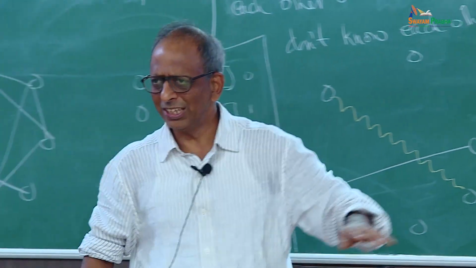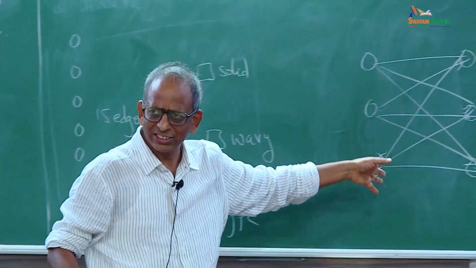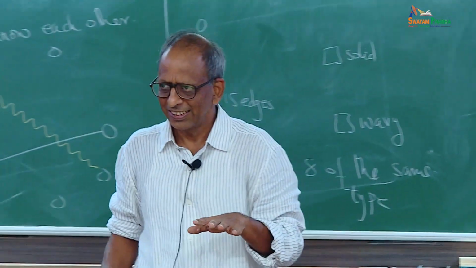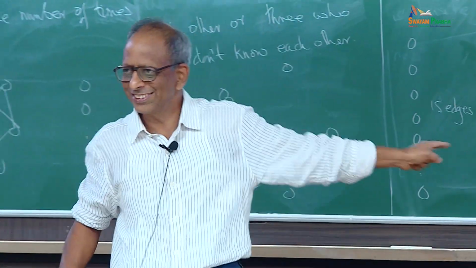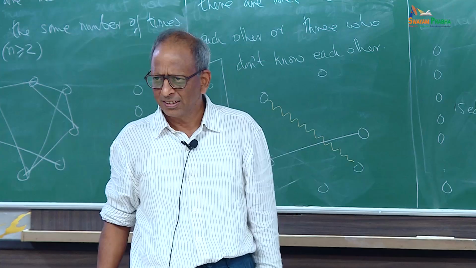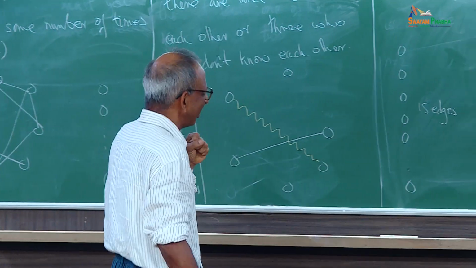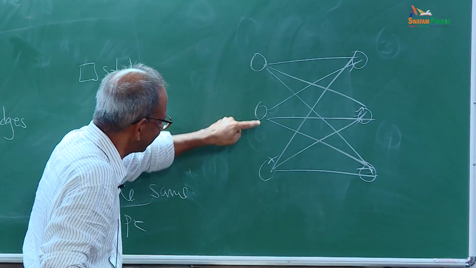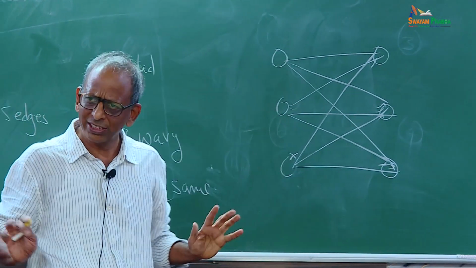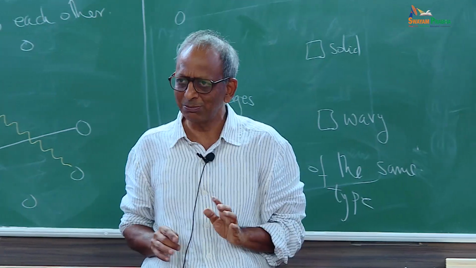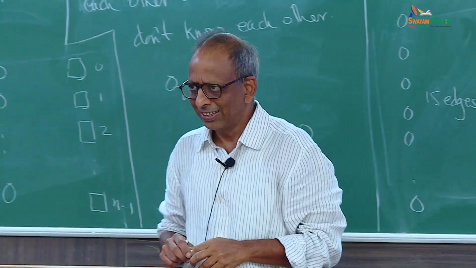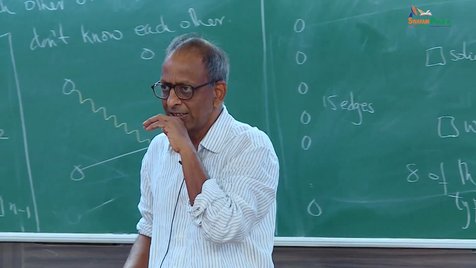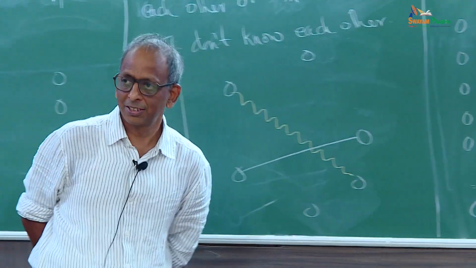So how many edges are there in this graph? Why did you count 11? This vertex has 3 edges, this vertex has 3 edges, this vertex has 3 edges, and all edges are counted. So what's the number? 9. Is there a triangle in this graph? Oh, you can see a triangle.